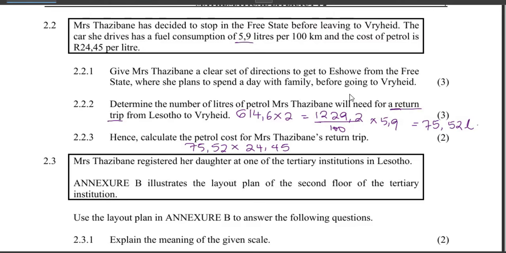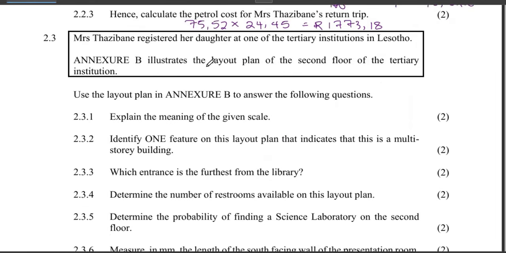24 rands 45 cents. So the money will have to be 1,773 rands and 18 cents. Okay. The Durban registered her daughter at one of the tertiary institutions in Lesotho.